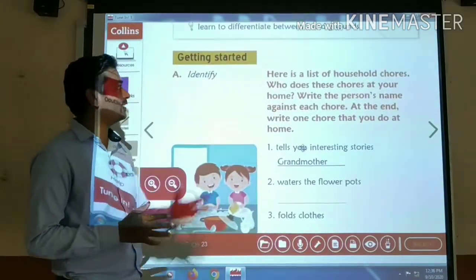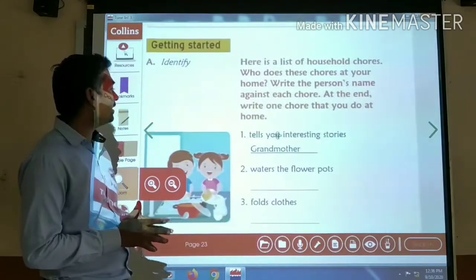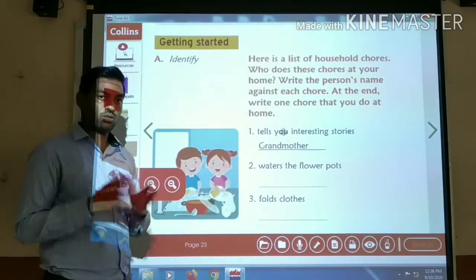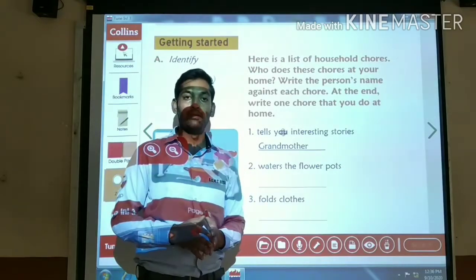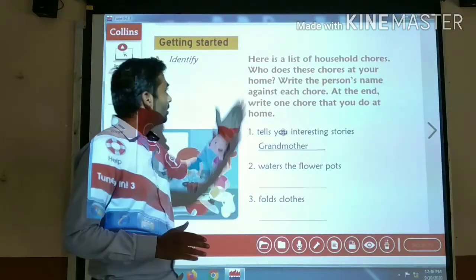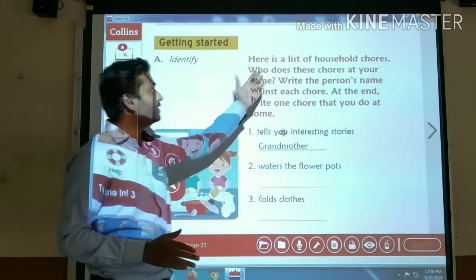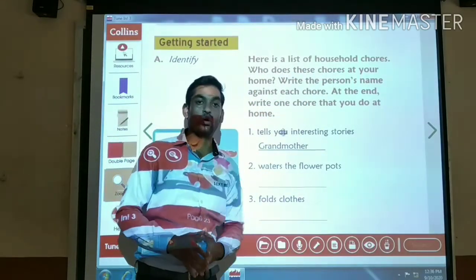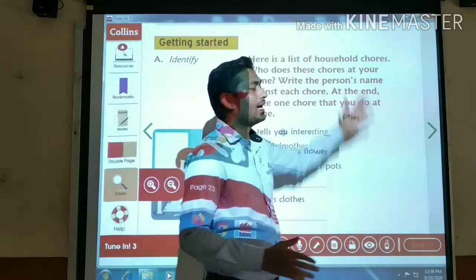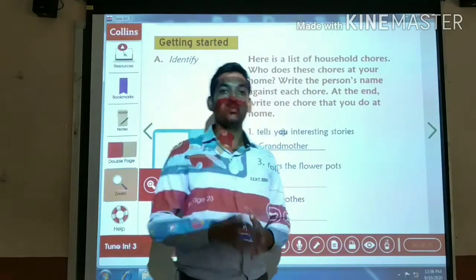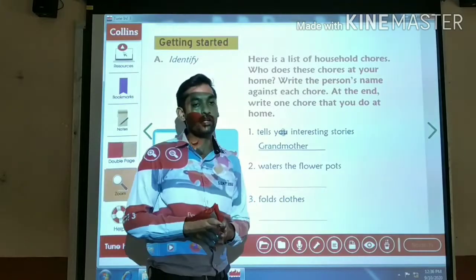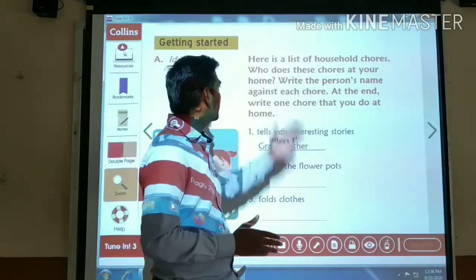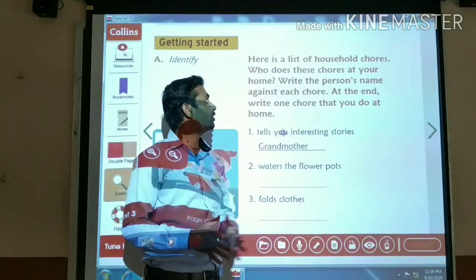Getting started. In the first activity, we have to identify different people. For example, you live at home with your family members. Here is a list of household chores. Chores means activities, the household work that you do at home. Your family members also do different types of household chores. Who does these chores at your home?